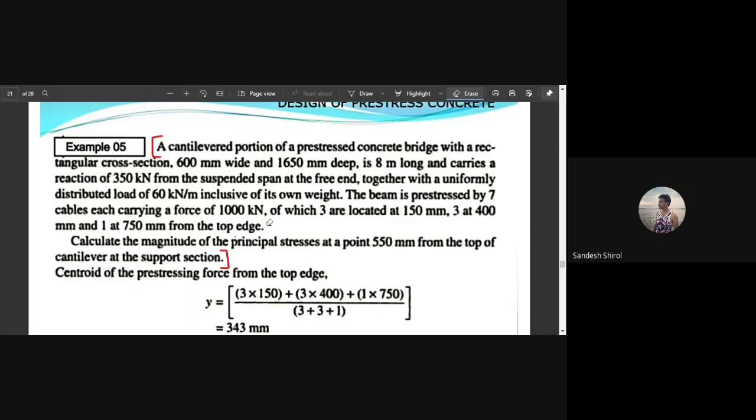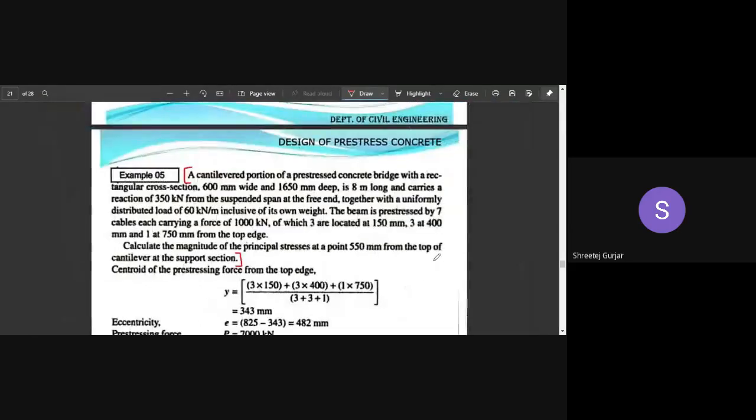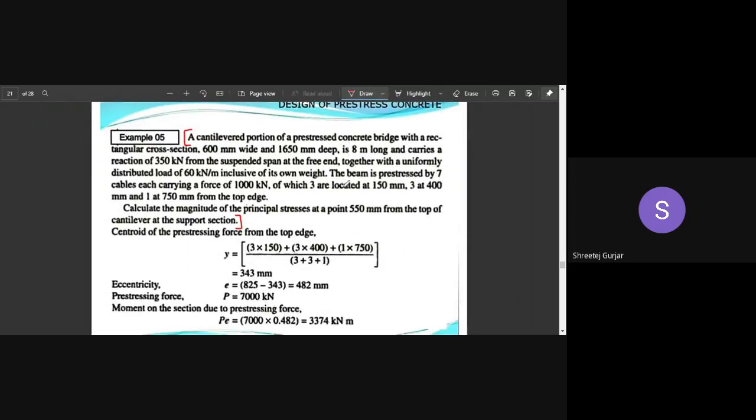The beam is pre-stressed by 7 cables, each carrying a force of 1000 kilonewton, of which 3 are located at 150 mm, 3 at 400 mm, and 1 at 750 mm from the top edge. Calculate the magnitude of the principal stresses at a point 550 mm from the top of the cantilever at the support section. Okay, thank you. So we will try to draw a cross section of the beam with this data which is given to us.